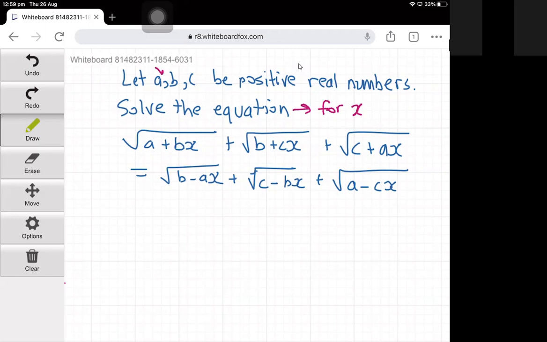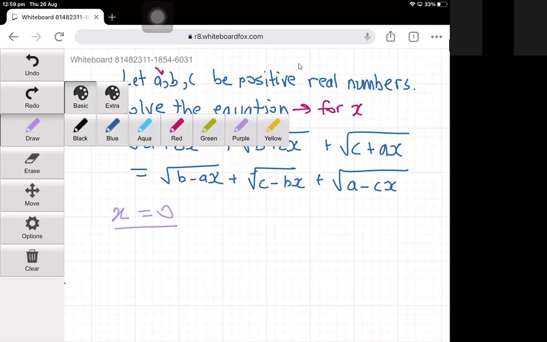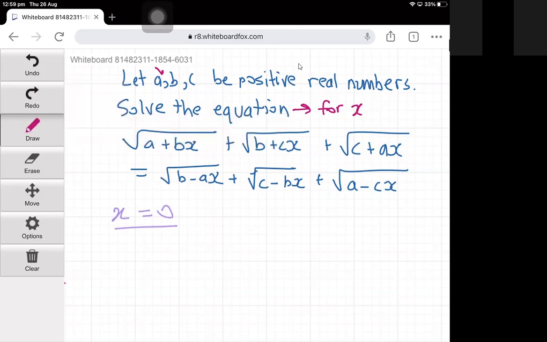A very simple potential value for x would be x equals 0. So x equals 0 is a pretty simple number. And what happens if we try to substitute x equals 0 into the equation? What happens is the left-hand side of the equation is just going to become square root of a plus the square root of b plus the square root of c. This is because x is 0, so the bx, cx, and ax are all equal to 0.